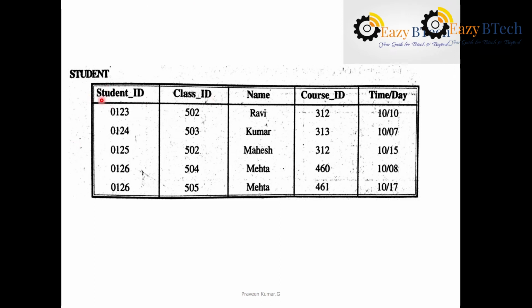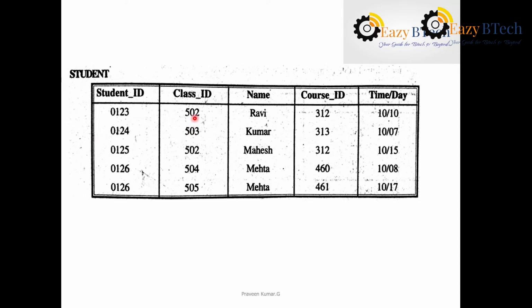What are the prime attributes? These two are the prime attributes. Student ID and class ID are the prime attributes, but name, course ID and time are the non-key attributes. These are fully functionally dependent upon the prime attribute. Suppose you take 123, 502, Ravi. Okay, Ravi, he is registered for which course? Okay, 123 registered for which course?